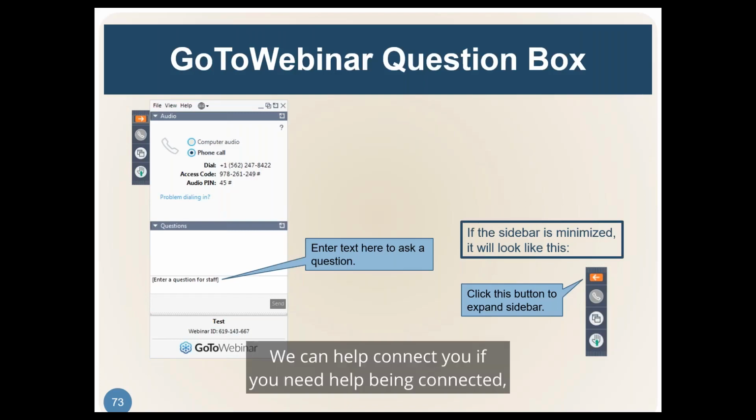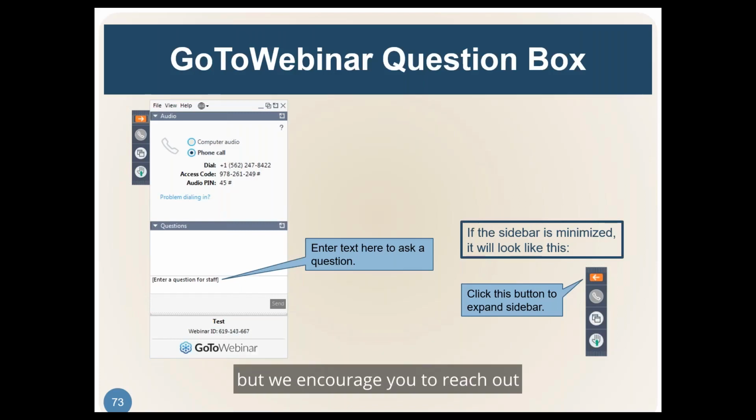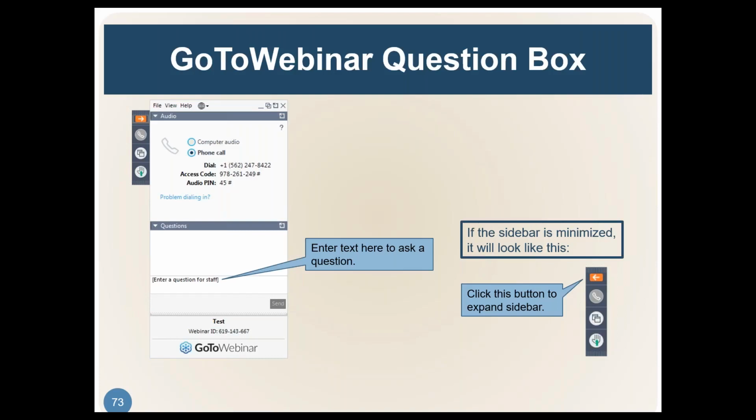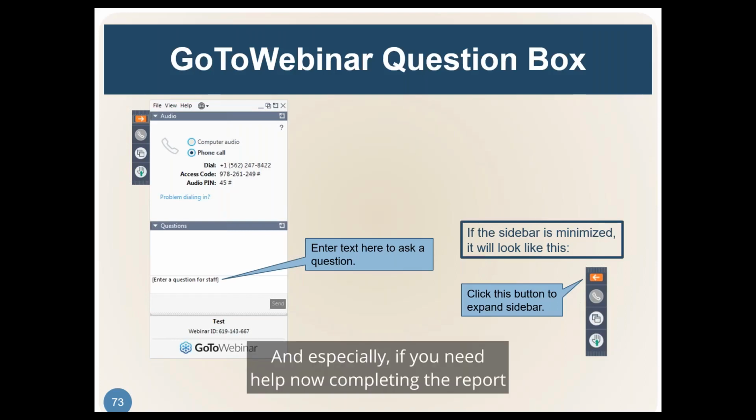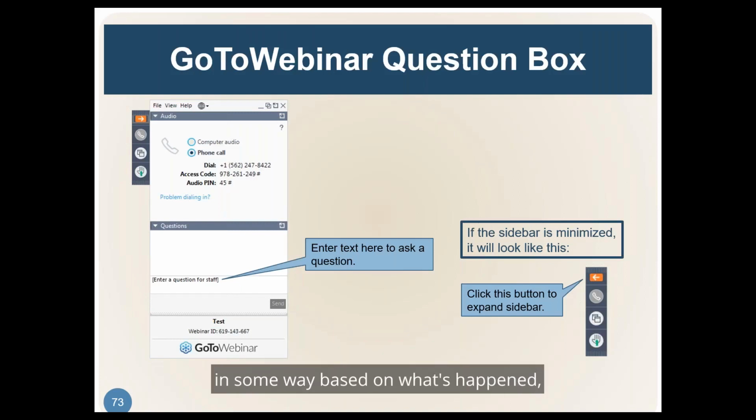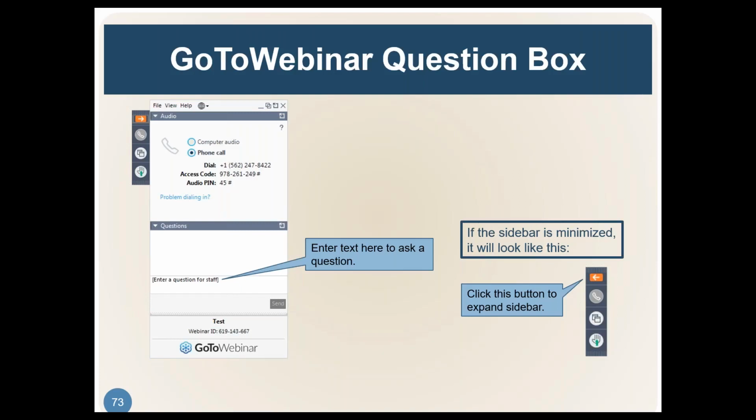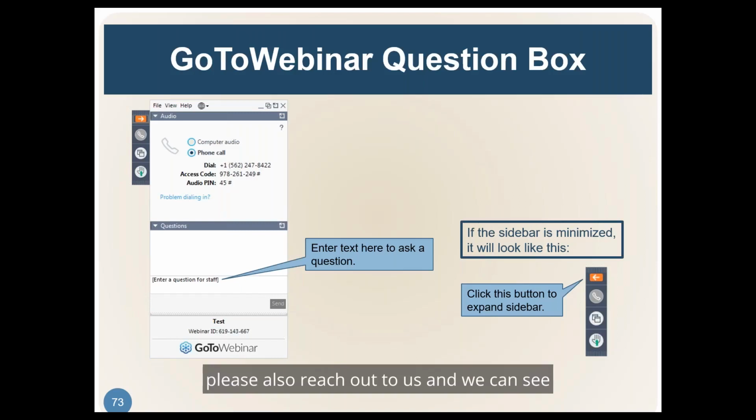We can help connect you if you need help being connected. But we encourage you to reach out, and if you need assistance, just reach out to us as well, and we'll be able to help with that. And especially if you need help now completing the report in some way based on what's happened, please also reach out to us, and we can see how we can assist you with that.